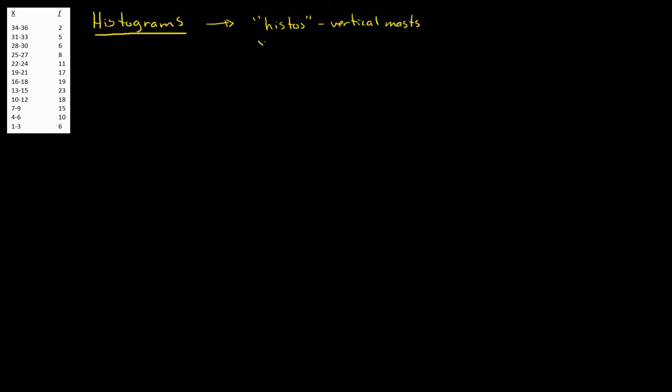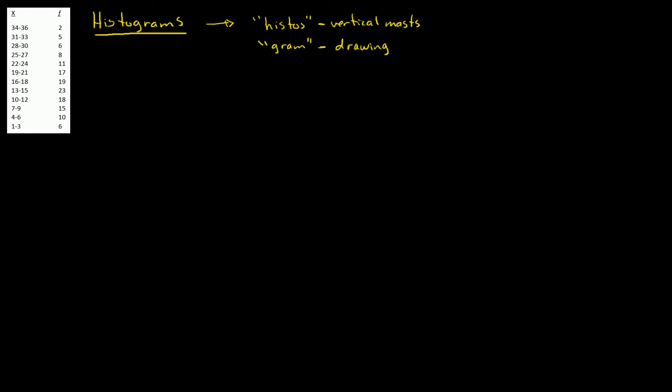And of course, gram, you're very familiar with in this kind of word combination, just means drawing. So this is a drawing of vertical masts, and really what these masts end up becoming are vertical rectangles that are adjacent to one another.